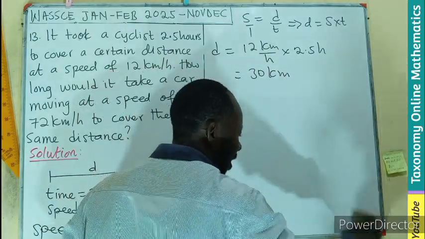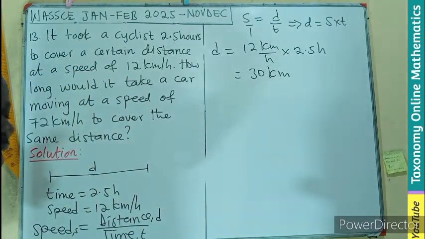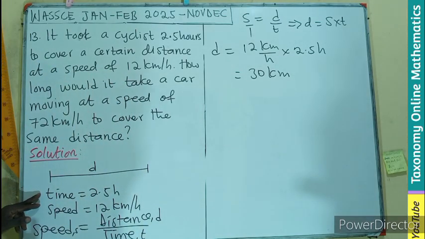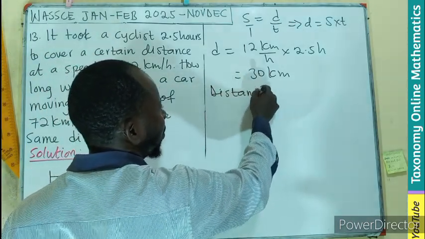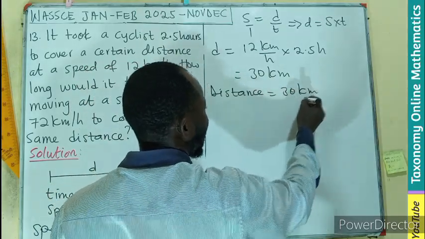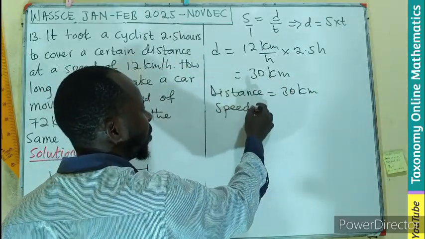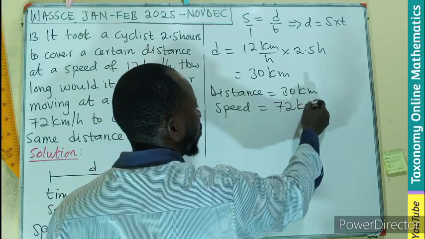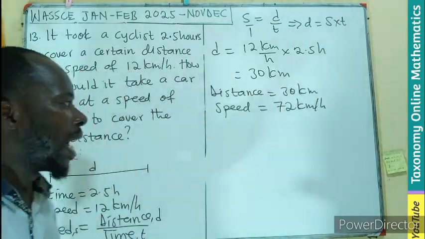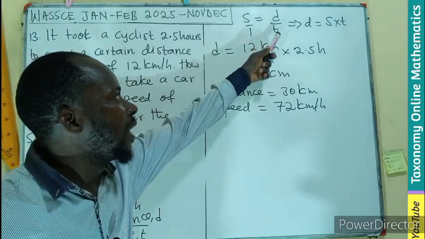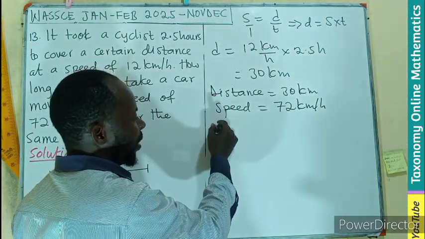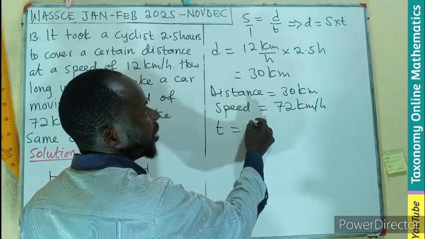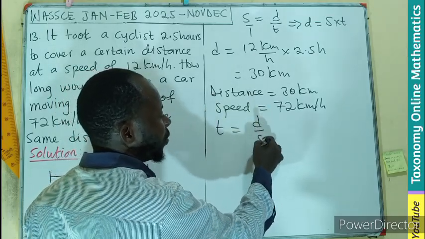So if the distance they are covering is 30 kilometers, then we can also find the time if the speed is known. So we know distance is 30 kilometers, speed is 72 kilometers per hour. So now we are looking for time. Right from here, if I'm looking for time, I divide by what? Speed. So this will mean that time equals the distance over speed.